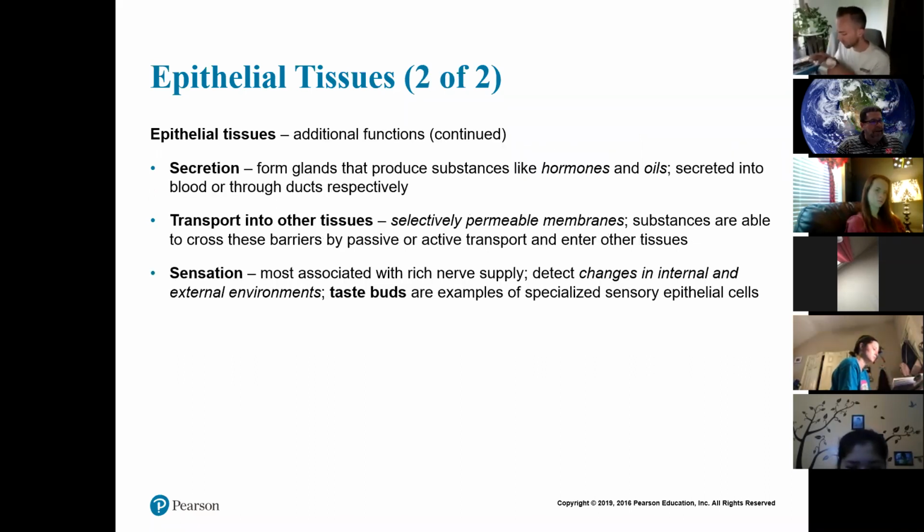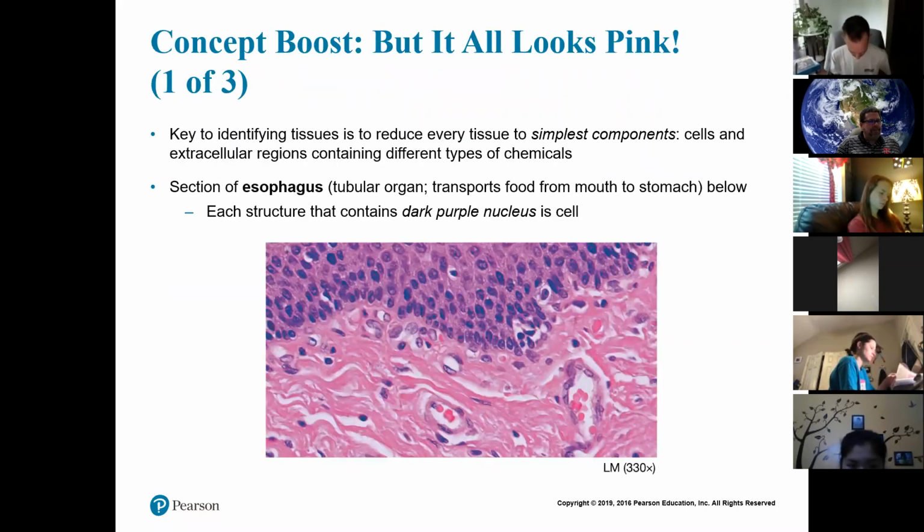It can secrete, as we've already mentioned, and so it can produce glands, which are called endocrine and exocrine glands. We'll talk about those in just a minute. They can make hormones and other liquids like oils, like in our sweat, our skin, and our hair. It is a selectively permeable membrane and doesn't let a lot of things in. Also, most of the receptors in the body, the nerve receptors for touch, feel, temperature, and so on, are found associated with the epithelium, usually right under it or embedded in it, including taste buds.